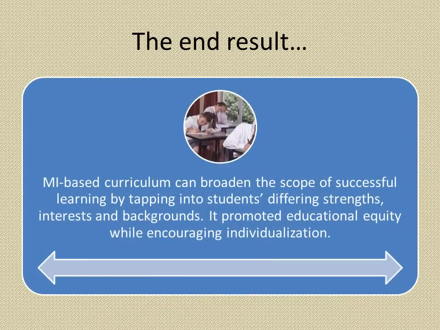So what's the end result in all of this? An MI-based curriculum ultimately can broaden the scope of successful learning, and it can do that by tapping into students' different strengths, their interests, their background. We were talking about motivation before. This can promote educational equity while at the same time encouraging individualization.